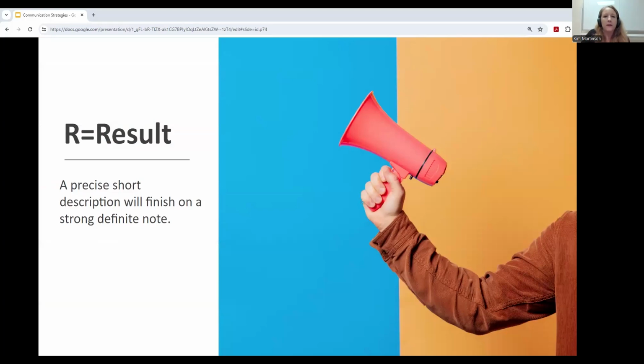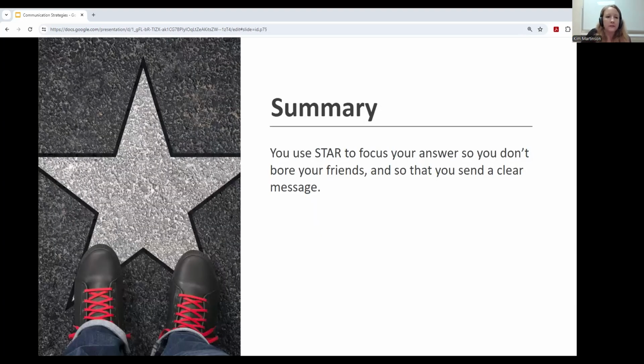Okay. And the next is R for result. So lastly, state what the result was. This will often use a combination of the 6 roots. So again, a precise short description of the results that come from your previous steps will finish on a strong, definite tone or note. So an example of this would be, everyone was wowed by my prep work and by our great figures. It's compiling everything together.